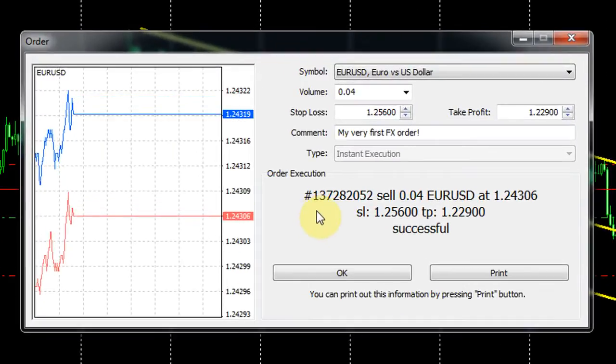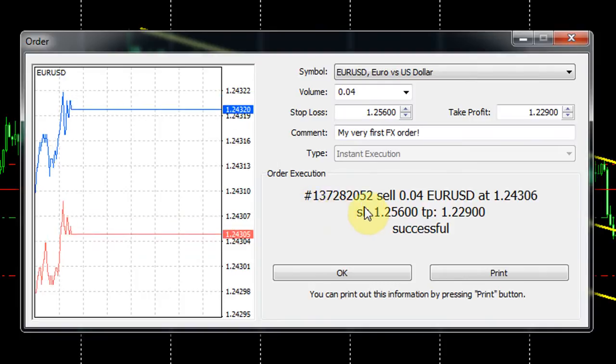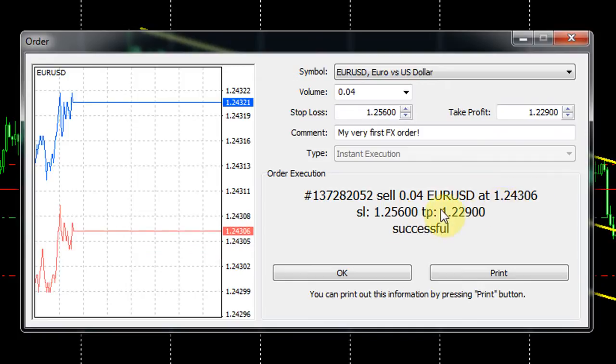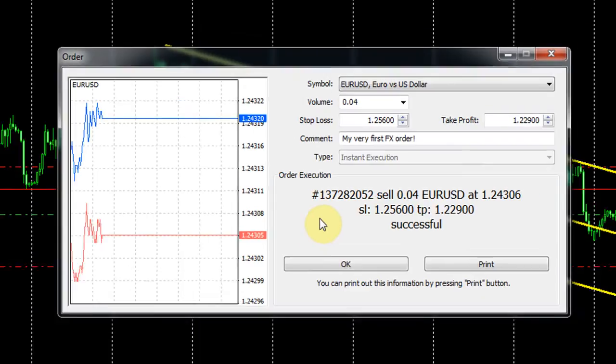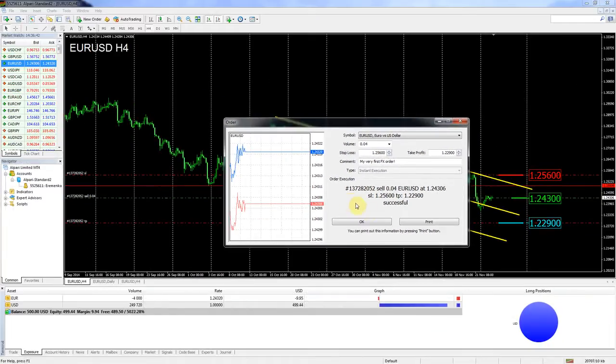The order has been sent successfully, executed, and it's got a ticket number. It's a sell order at 0.04 lots, euro-dollar. That's the price at which it was executed. Stop loss and take profit just as we specified. So that's perfect, and congratulations on that. That's a very big step, very big first step in your Forex trading career. So I'm just going to click OK here.